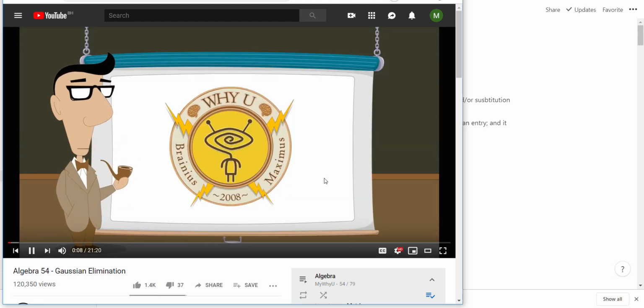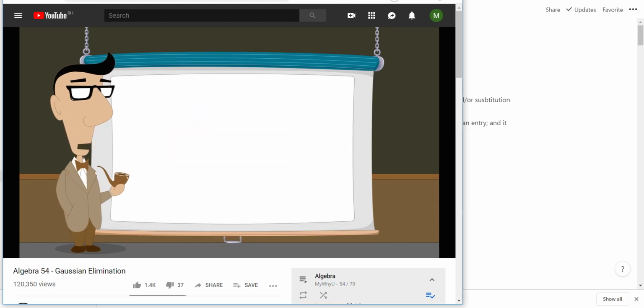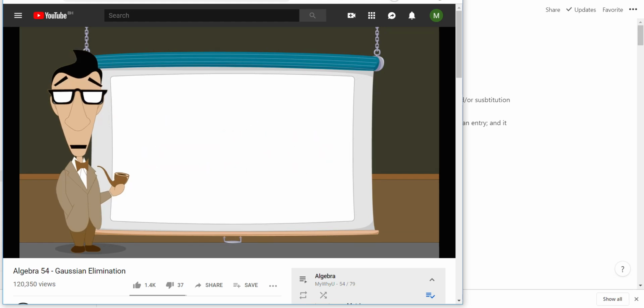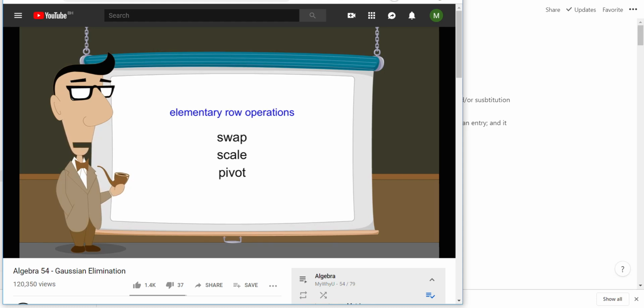And welcome to YU. In the last several lectures, we saw how augmented matrices allow us to represent systems of linear equations in a compact, easy-to-manipulate form. We also introduced the three elementary row operations: swap, scale, and pivot, which are used to simplify augmented matrices. The process of matrix simplification using these elementary row operations is sometimes referred to as row reduction.